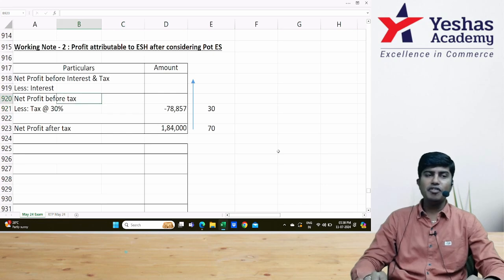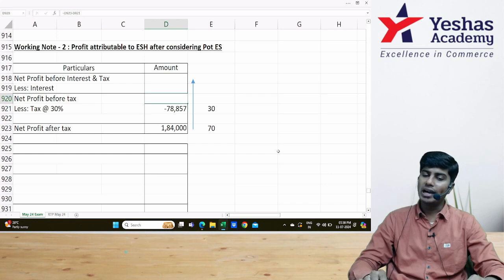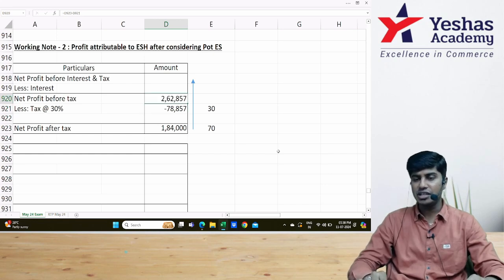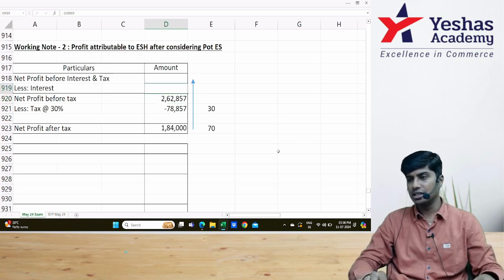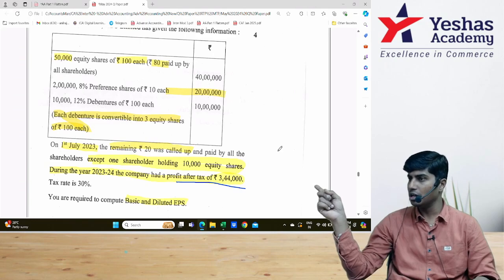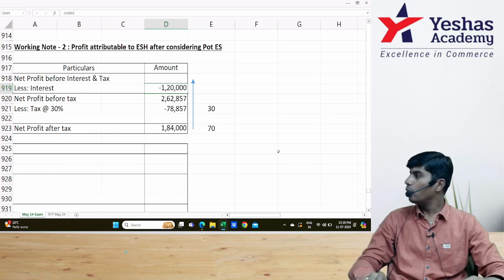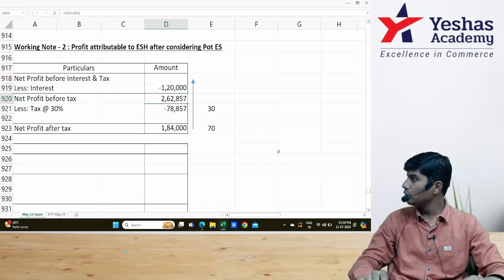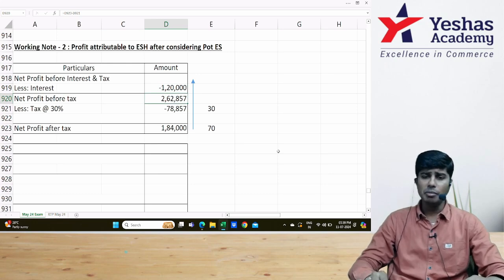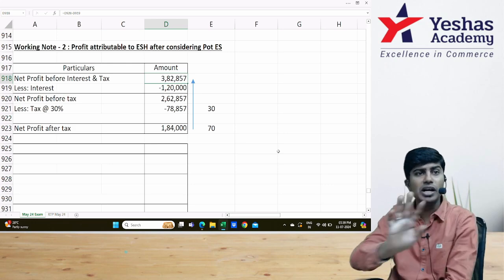78,857. From net profit before tax, if I deduct 78,857, then I'll get 1,84,000. Before deducting, how much would it be? 1,84,000 plus 78,857 is 2,62,857, which is after deducting interest. Interest is 12% of 10 lakh. 12% debentures, nominal value 10 lakh. 12% of 10 lakh is 1,20,000. If I deduct 1,20,000 interest, it will be 2,62,857. Before deducting, it will be 3,82,857. So this is how it is worked till now.